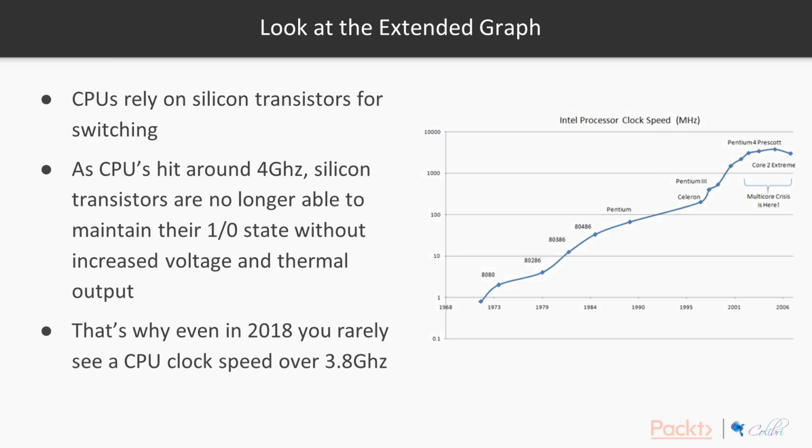So Intel discovered that without applying enormous voltages to these transistors, they were not able to maintain their state at frequencies above 4 GHz. And that's why if you look on the internet for processors that can go significantly beyond 4 GHz, you'll find that the only way that can be achieved is by using cooling techniques like liquid nitrogen to reduce the temperature of CPUs dramatically. And the reason for that is in order to achieve those clock speeds and maintain them stably, you have to apply an enormously increased voltage to the CPU transistors in order for them to maintain their state correctly. So that's why even in 2018, you can rarely see a CPU clock speed above 3.8 GHz, certainly not something you can buy as a consumer.